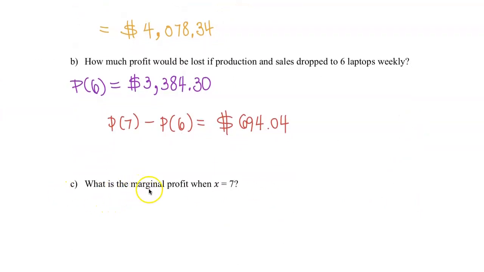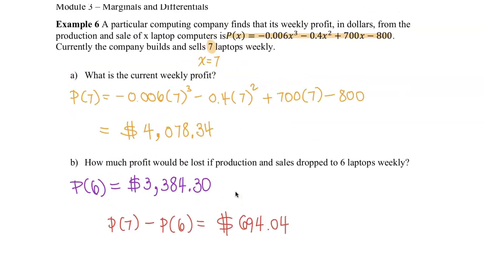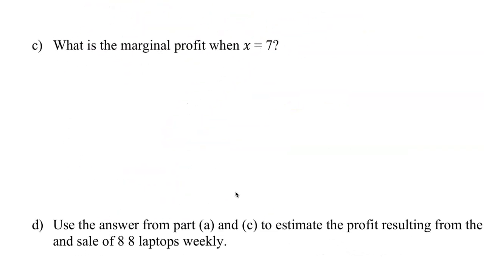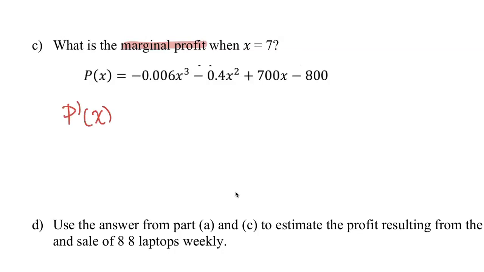Okay, I'll go back and look at part C now. What is the marginal profit when x equals 7? Marginal profit can be found by taking the derivative of the profit function. Since this is way up there, let me copy this down, and then I'll take the derivative of this function down here. To find the marginal profit function, simply take the derivative of this P of x.